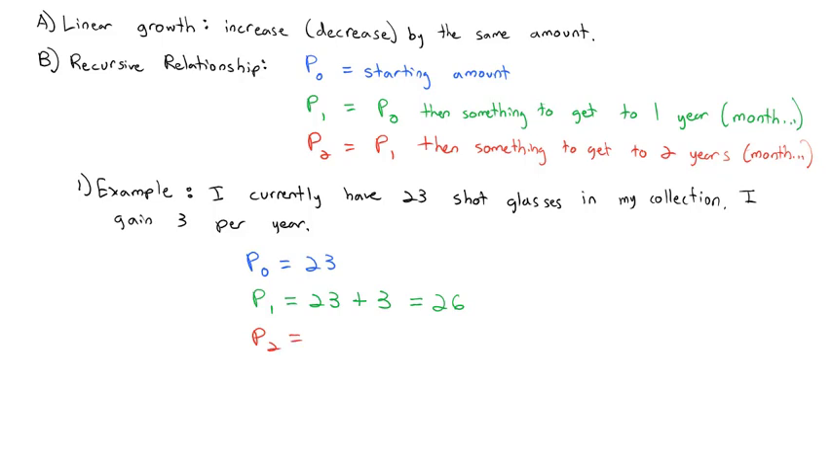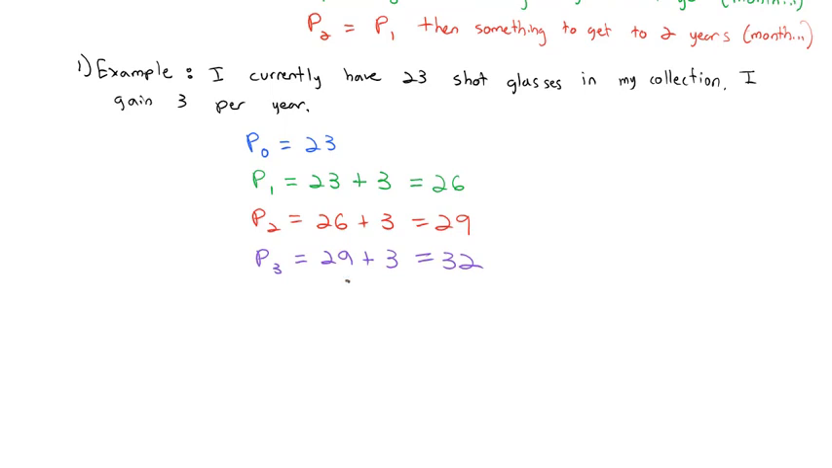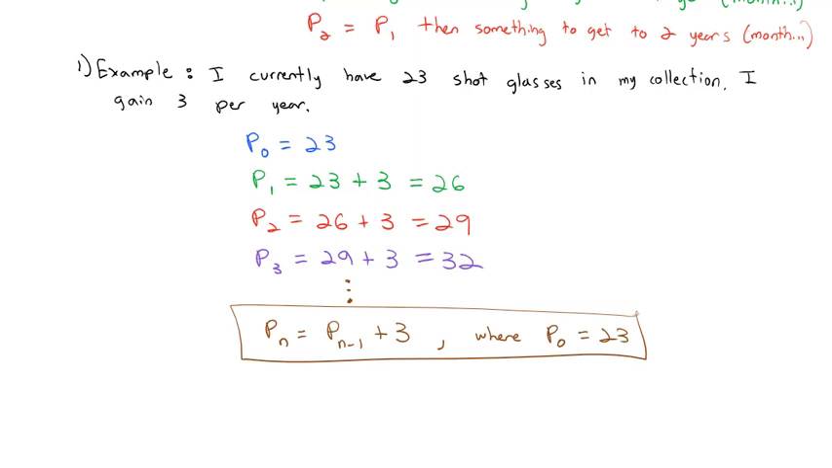And then p sub 2, the second number, is going to be the previous number of 26 plus the common difference of 3 to get our new number of 29. And we can keep going in this way. After 3 years, we take the previous number of 29 and we add 3 to get 32. And so we start to build this recursive relationship that can be generalized to say p sub n, the nth term, is whatever the number before it was, p sub n minus 1, plus 3. And we usually need to define where it starts. So we'll also say where p sub 0 equals 23. This is the recursive relationship that represents the number of shot glasses in my collection. It means to find the number we have at year n, we take the previous year and add 3.